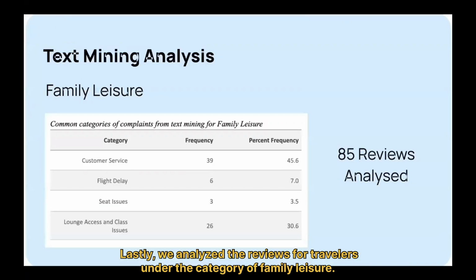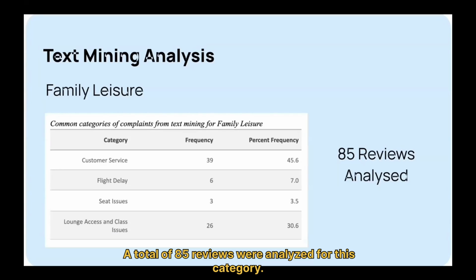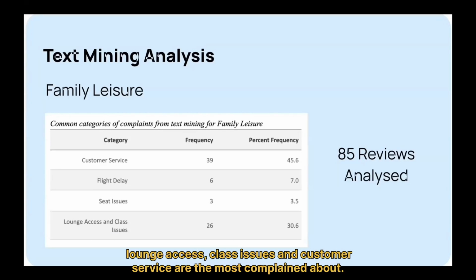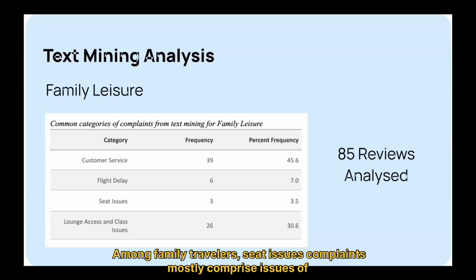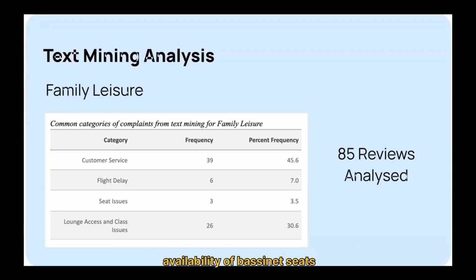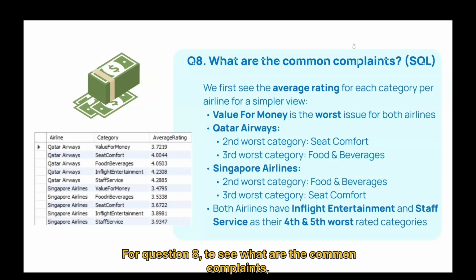Lastly, we analyzed the reviews for travelers under the category of family leisure. A total of 85 reviews were analyzed for this category. From the table, we see that among family travelers, lounge access, class issues, and customer service are the most complained about. Flight delay issues and seat issues are mentioned much less frequently. Among family travelers, seat issues complaints mostly comprise issues of availability of the bassinet seats.